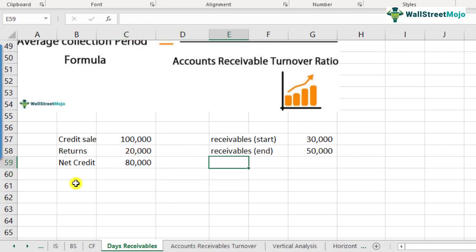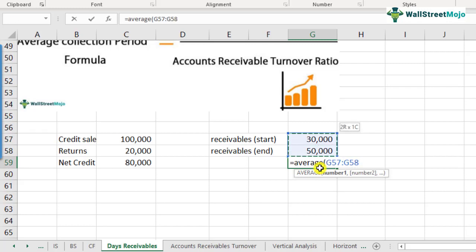And how do you calculate the average receivables? You know, the start and end divided by 2. So I will use the average formula given in Excel. So that's fairly simple.